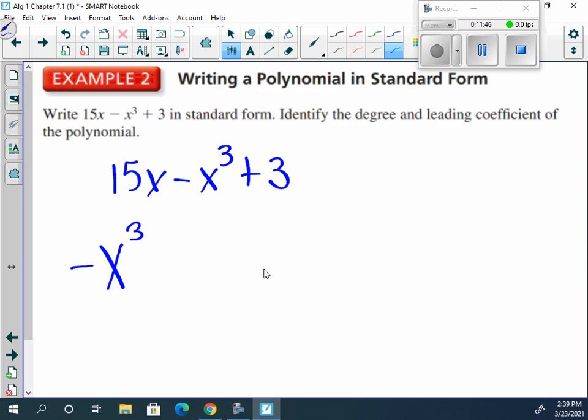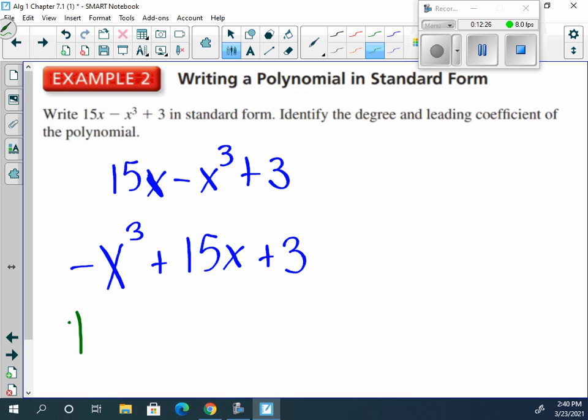And it would be negative x to the third. Because it's minus x to the third, the negative goes with it. So what variable has the next biggest exponent? Well, 15, yes. It'd be 15x. And then what goes last? Plus 3. So this is in standard form because we have x to the third, x, constant term. It's always going to go in that decreasing order of powers.